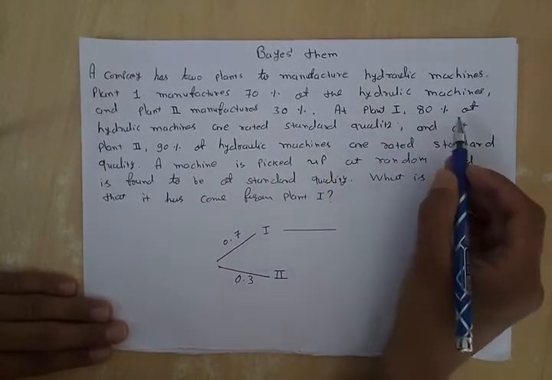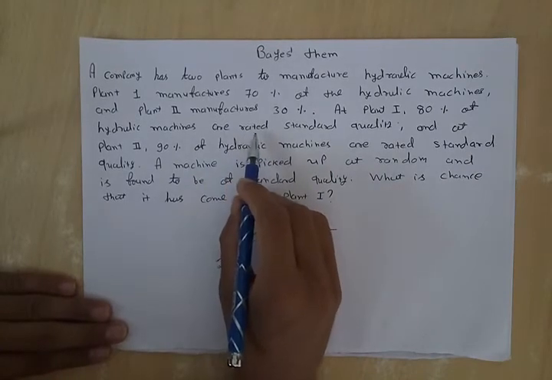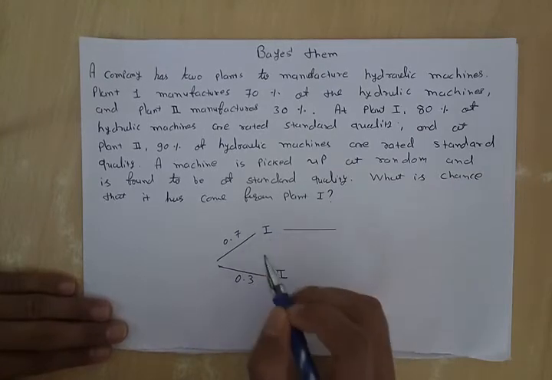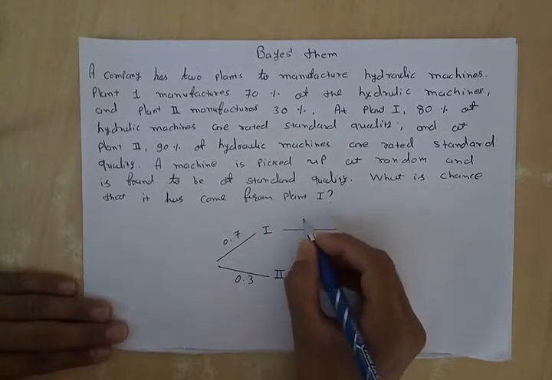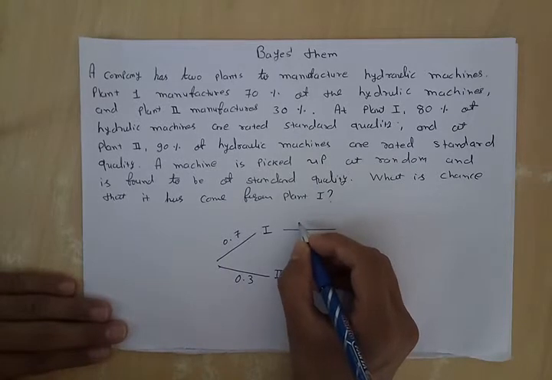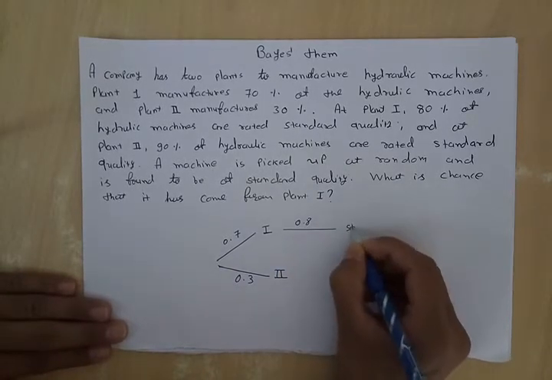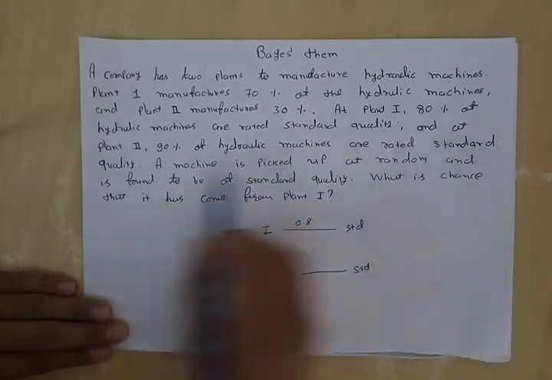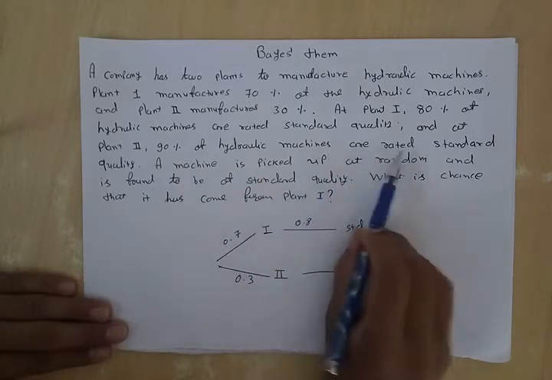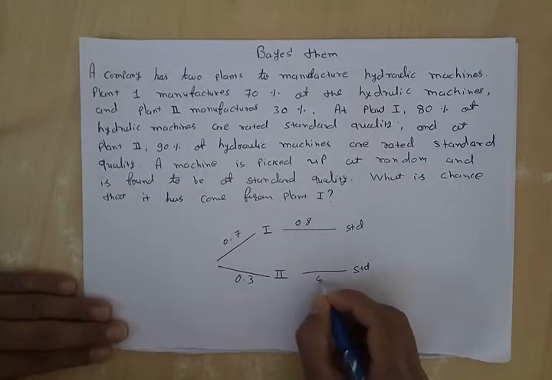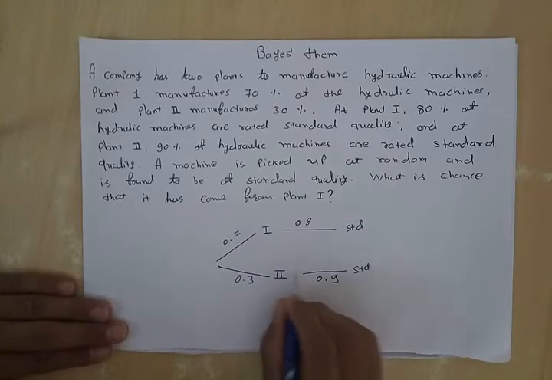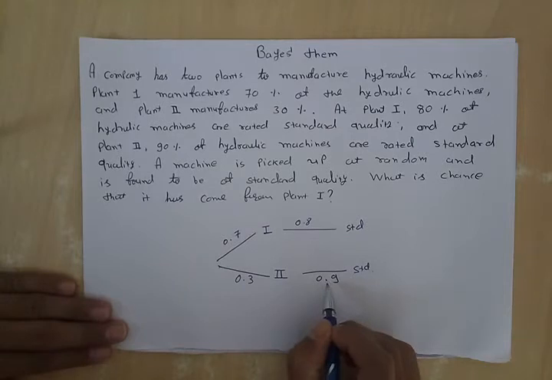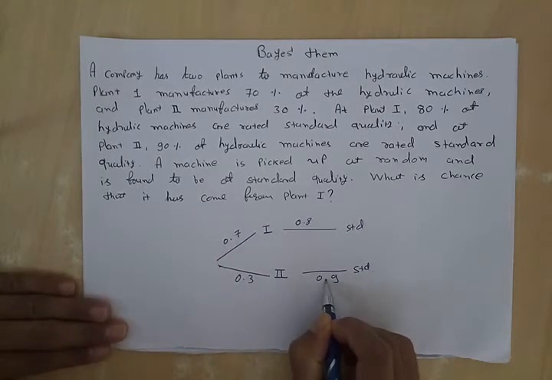At plant 1, 80% of hydraulic machines are rated standard quality. So out of total machines manufactured by plant 1, the probability that a machine is standard quality is 0.8. STD for standard quality. And at plant 2, 90% of machines are standard quality. So we'll write probability as 0.9 for plant 2. So out of total machines manufactured by plant 2, the probability that it is standard is 0.9.